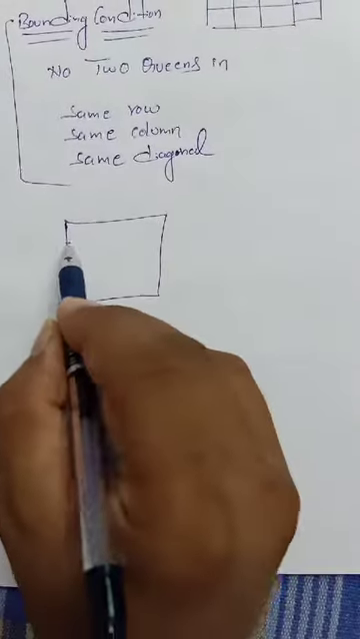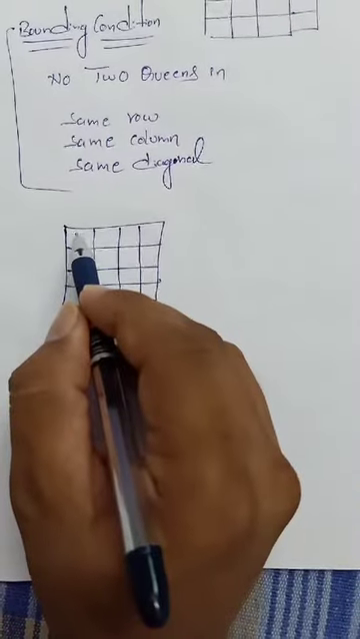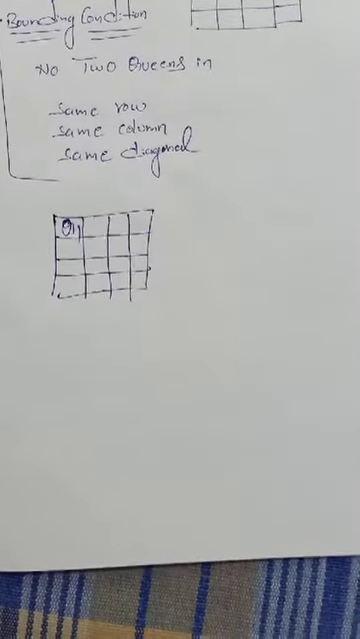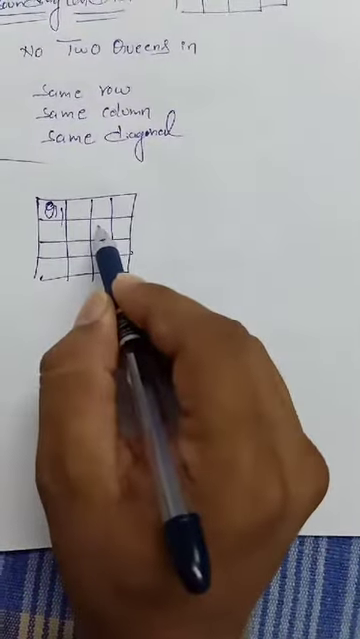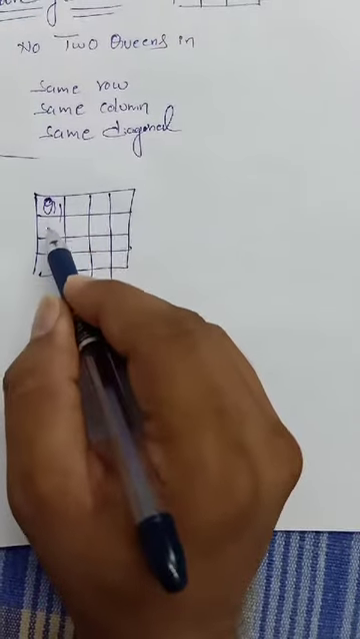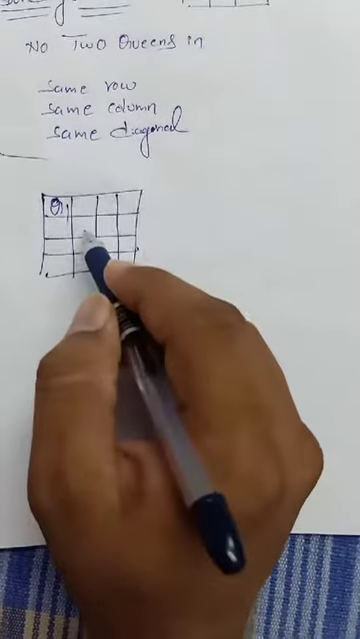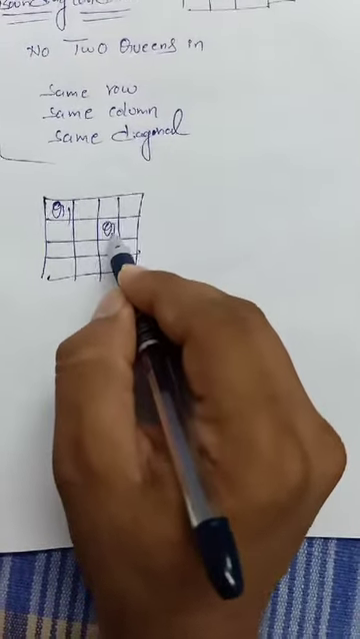Right, first start with step 1. I place q1 in first row, first column. What is the next possibility? If I place q2 in the same column or the same diagonal, that is a problem, but in the third column there is no problem, right? So I place q2 in column 3. Clear?